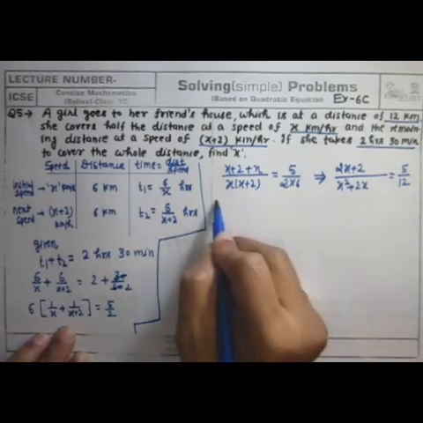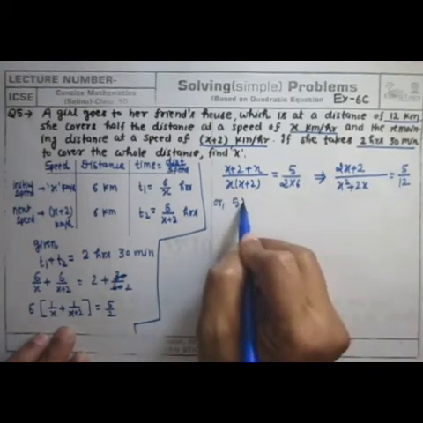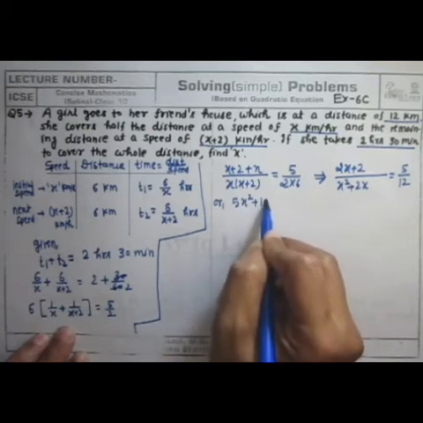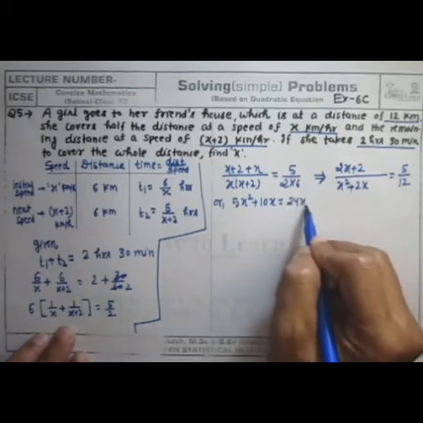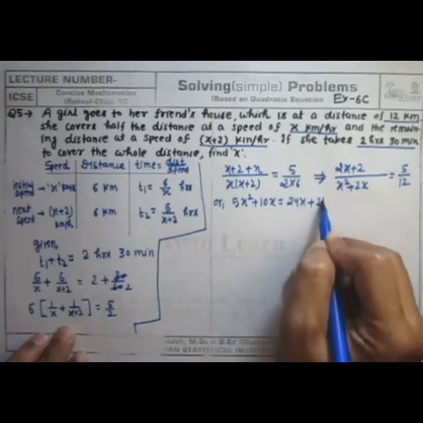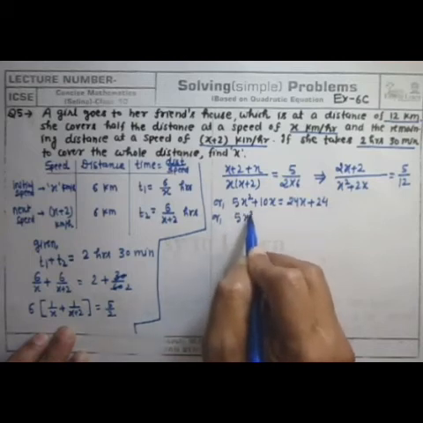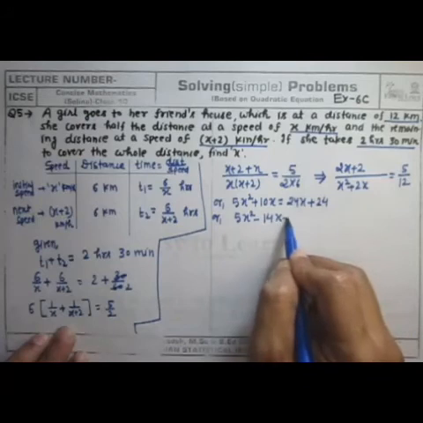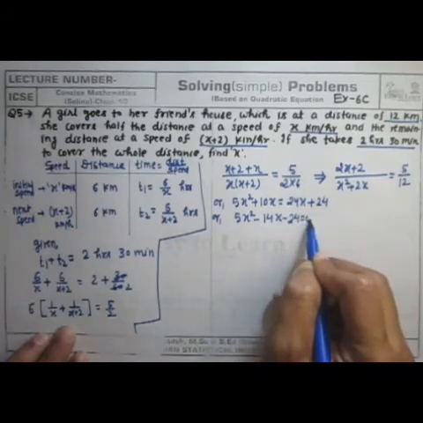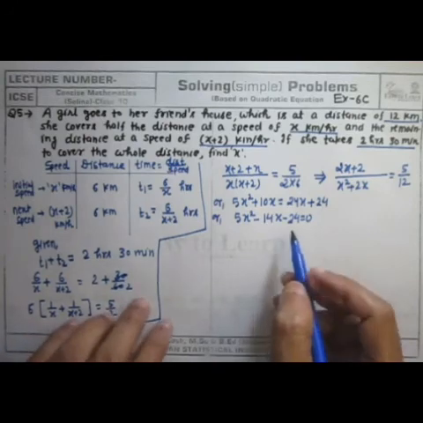Now cross multiply, so it will be 5x square plus 10x is equal to 24x plus 24. So finally we are getting 5x square minus 14x minus 24 equal to 0. So finally we are getting this quadratic equation. Now we have to solve this one.